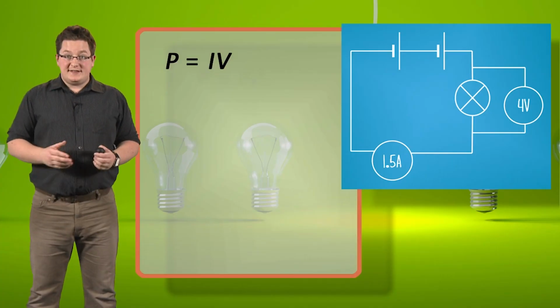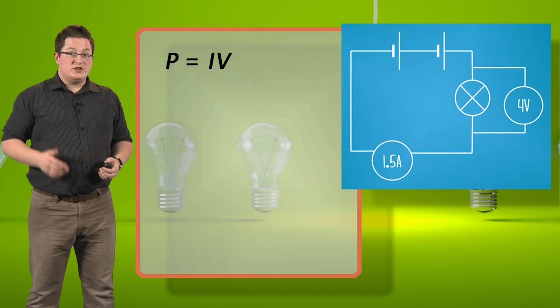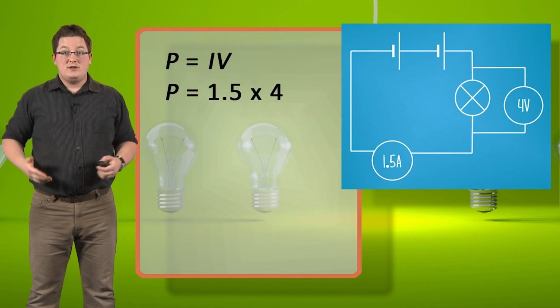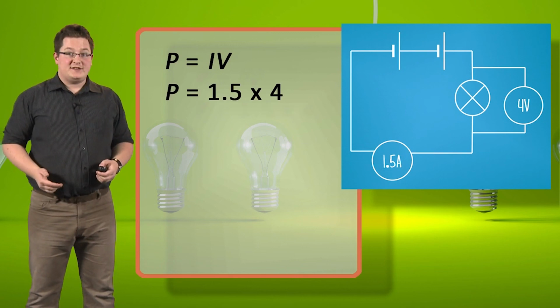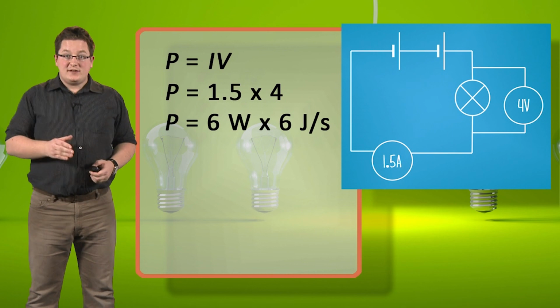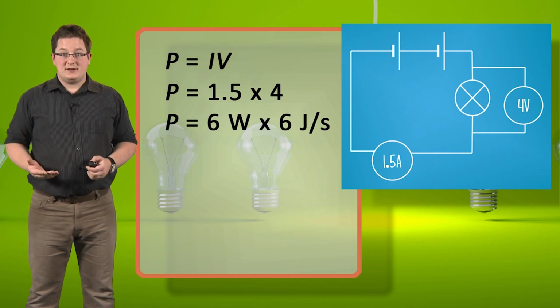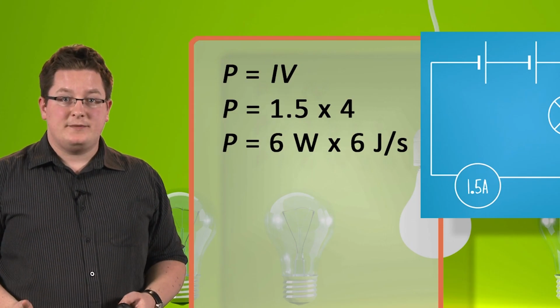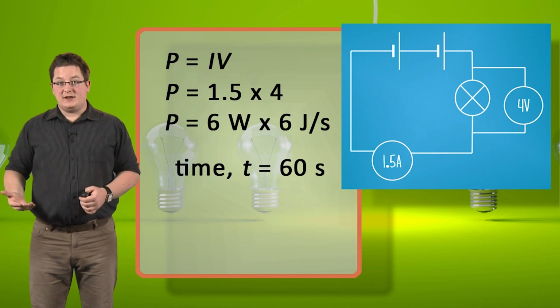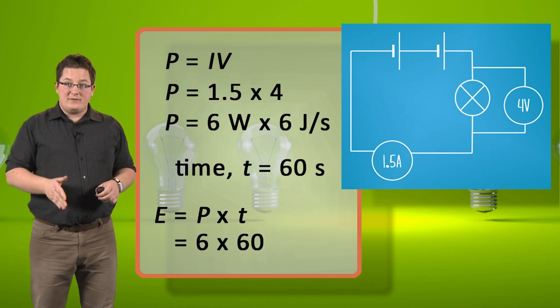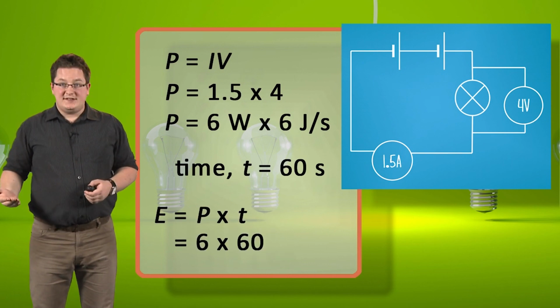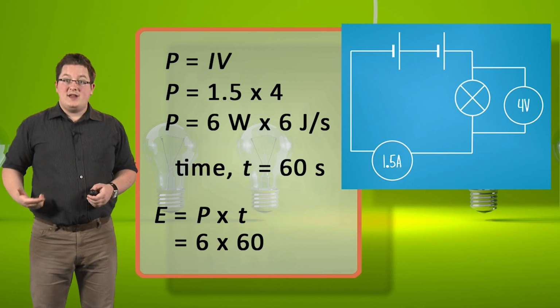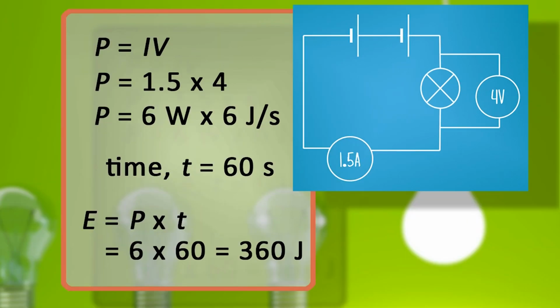So power is current times voltage, which is 1.5 amps times 4 volts, giving us 6 watts. That's 6 joules of energy being converted per second. And if the power is 6 watts and it's left on for 60 seconds, that's 6 watts every second times 60 seconds, giving us 360 joules.